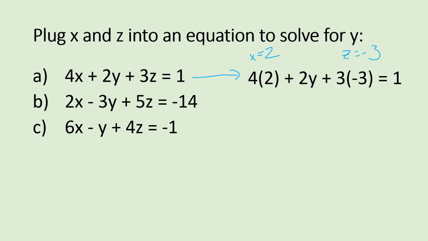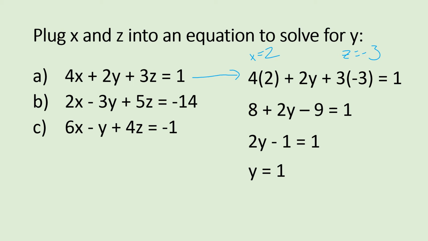So we plug in that 2 for the x, negative 3 for the z. We have 8 plus 2y minus 9 equals 1. Solve it out, and we get y equals 1. Okay, when we write our answer, we write it as a 3 variable coordinate point, x, y, z. So 2, 1, negative 3.